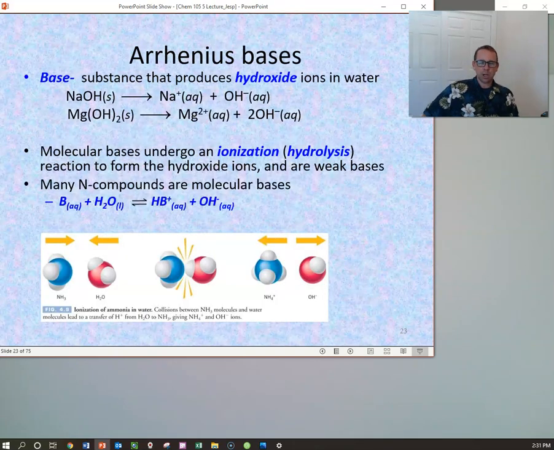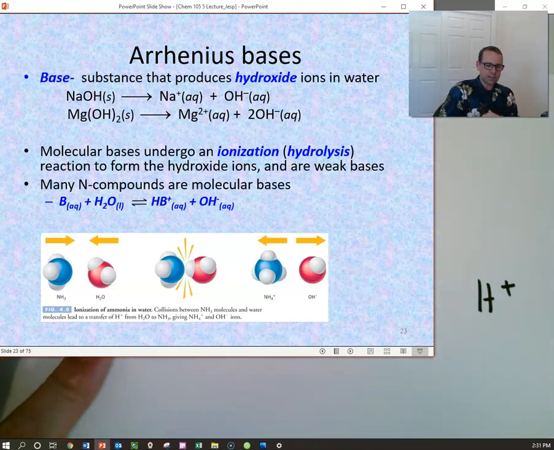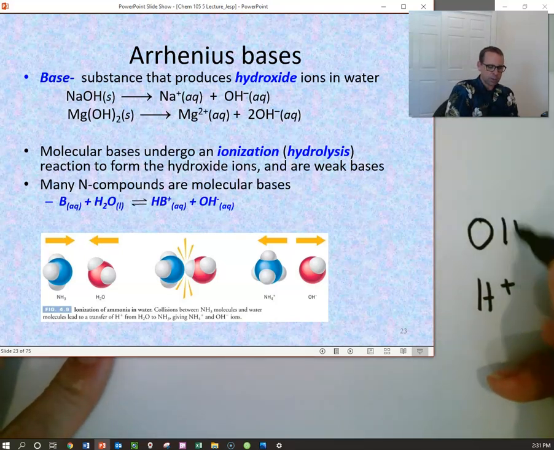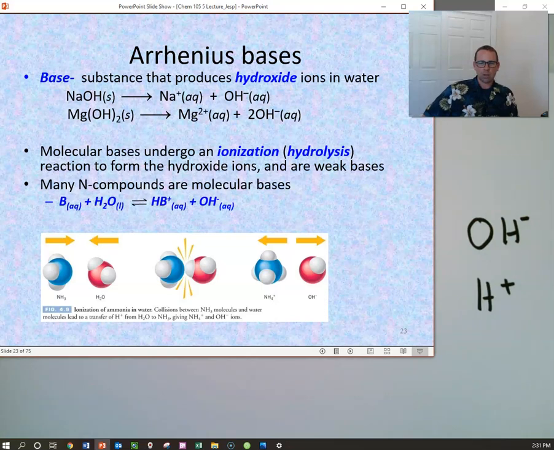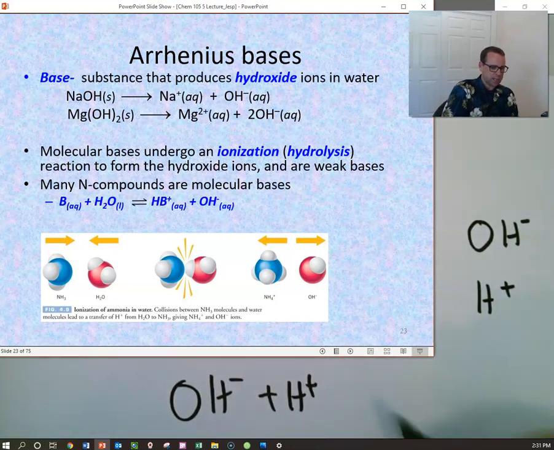Now, there's also a compound called a base. A base is a compound that, when it goes into water, doesn't release the H plus ion, but releases the other half of the water molecule, which is a hydroxide ion, OH minus. If I have OH minus and H plus and they come together, can you tell what will form? Water. That's right, water will form, H2O.